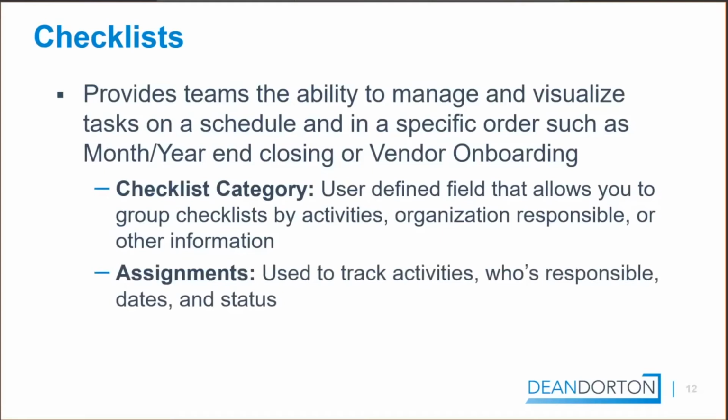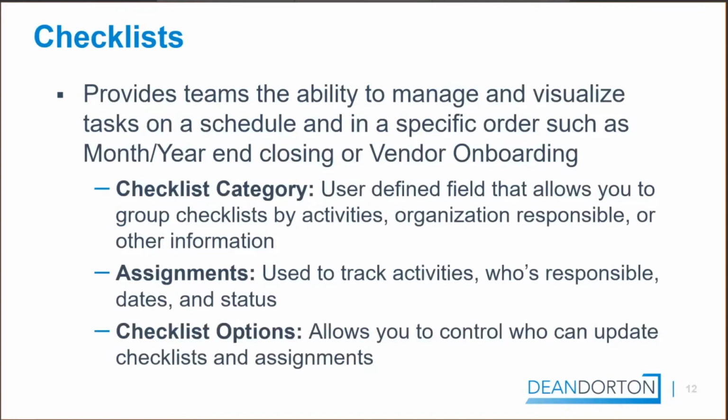And then getting into the assignments, this is kind of the core of it, right? This is where you're really adding the activity. You're tracking that activity. You can assign who's responsible, give it a start date, due date, and provide statuses. A lot of these are user defined, so you can build these out to work within your organization. And then just to briefly talk about the checklist options. This is where you're able to control who can actually make updates to the checklist and assignments within them.